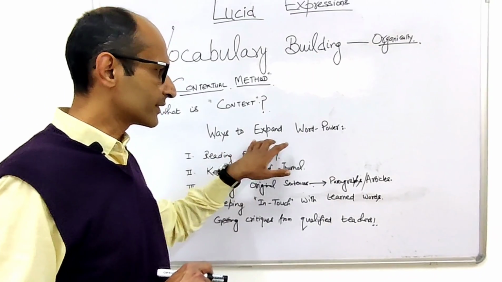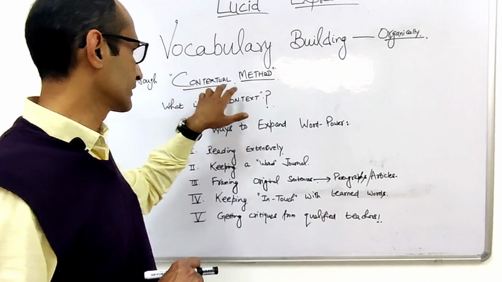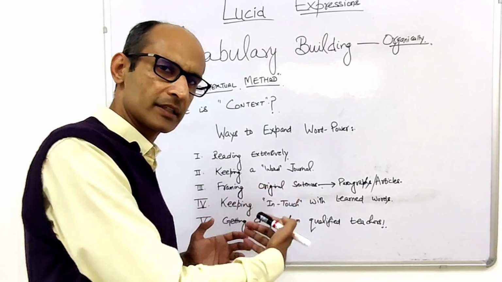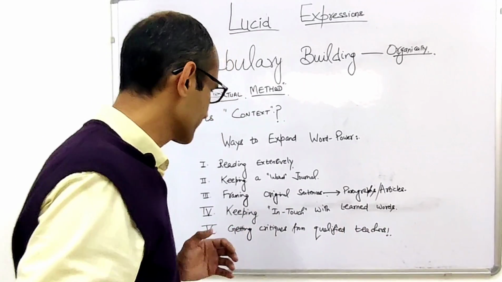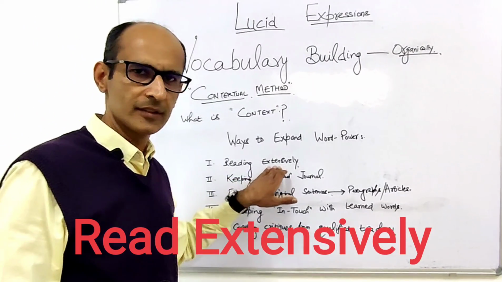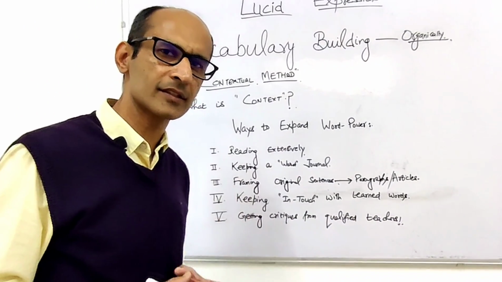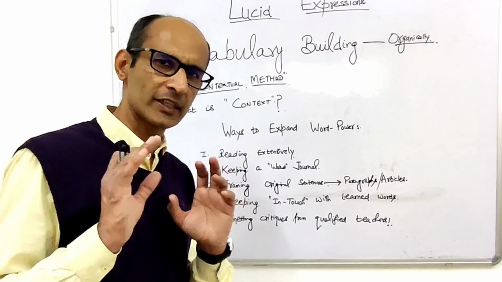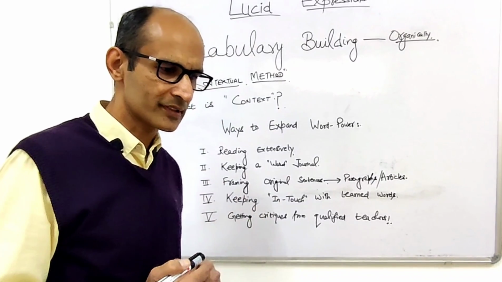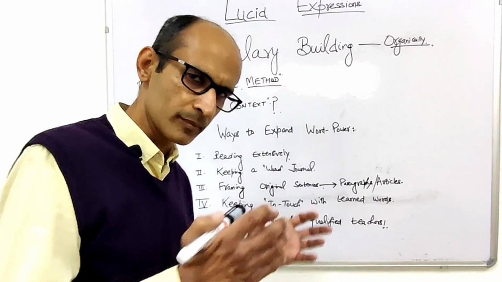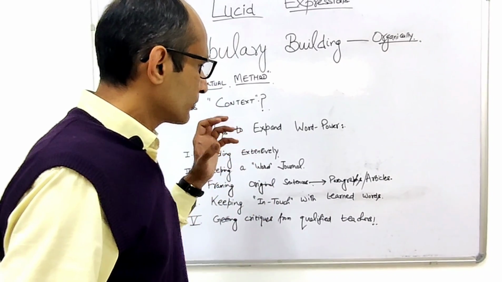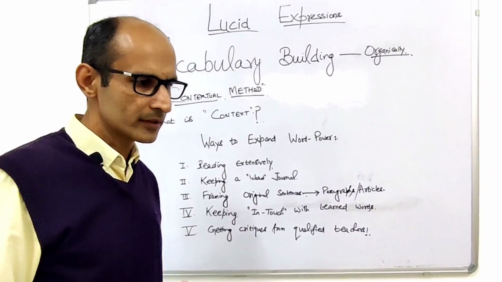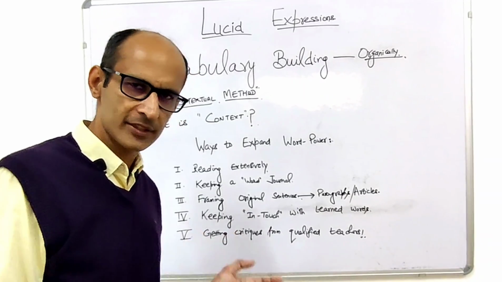Now, there are certain ways to use this method, the contextual method. I'm going to list them briefly here, and then we'll explore them further in our subsequent videos. One is reading extensively. Try to read at least one or two articles or chapters or stories, non-fiction, whatever interests you, something qualitative. You are bound to come across words that you may not have come across before.